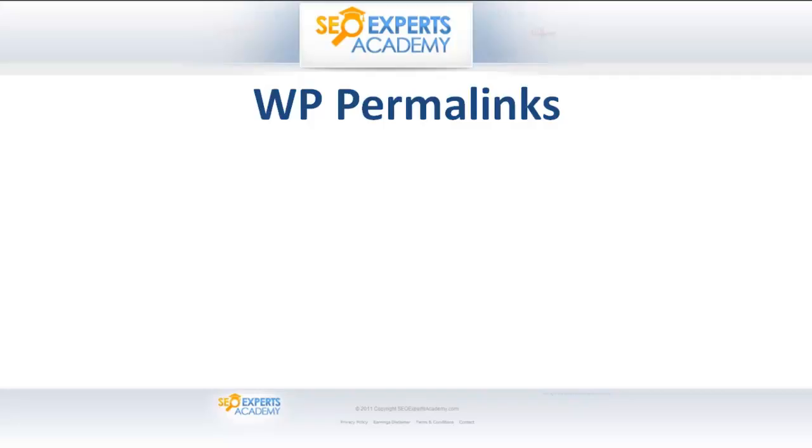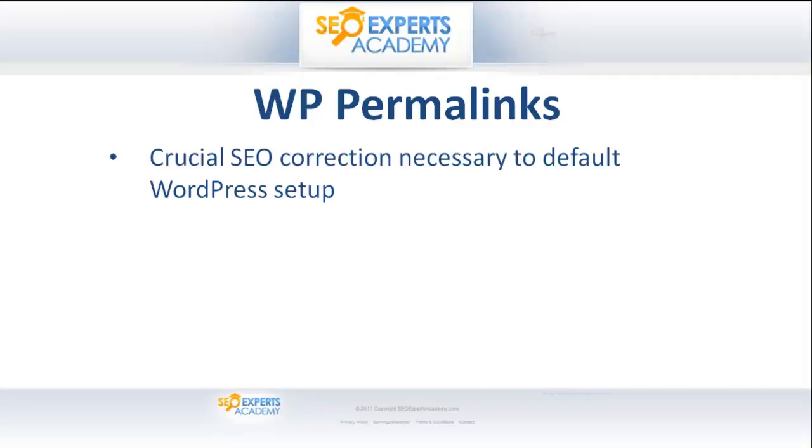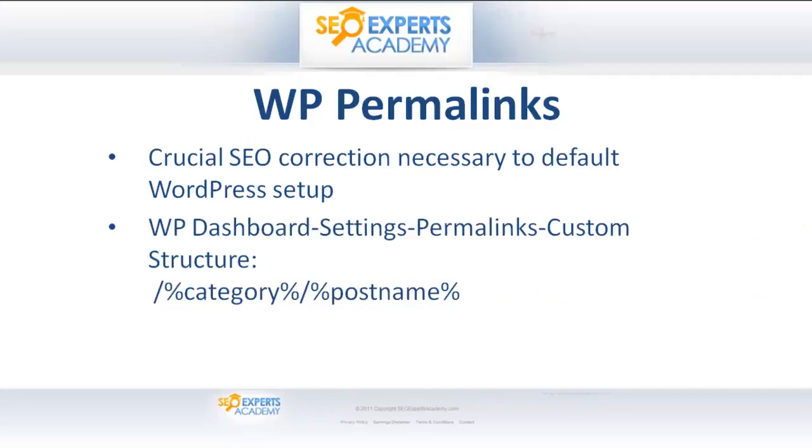When setting up a WordPress installation, it's very important to make one crucial change to the default WordPress settings. If we go into the dashboard of WordPress, we can see that there's a section under settings called Permalinks, and it's very important to change the permalink structure to the one that you see on your screen now, and that resource will be available in the downloads area of SEO Experts Academy. So let's have a look on a WordPress dashboard and see exactly what to do.